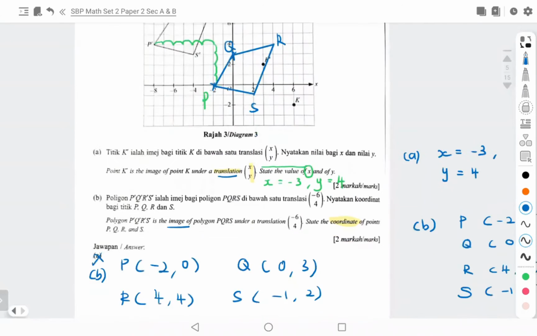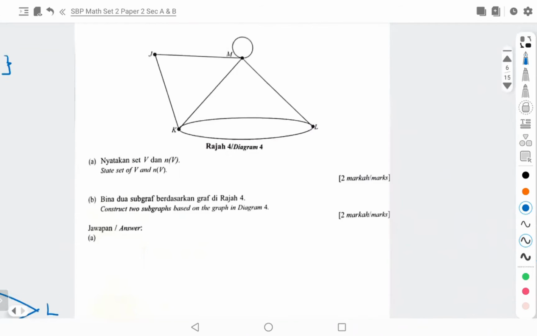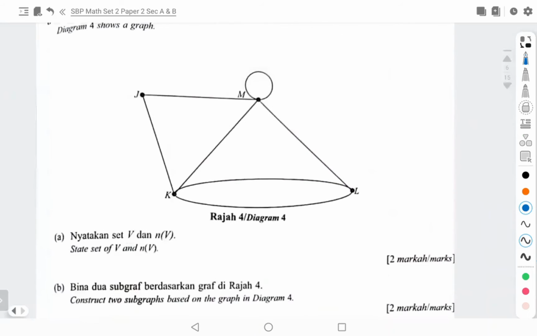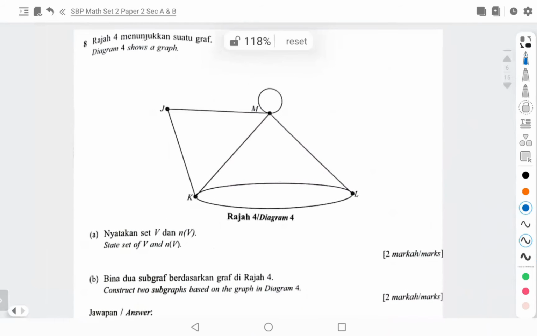Okay, that's 7. We move on to number 8. This one is a simple one. For chapter 5, you have to understand all the terms. The questions are not difficult actually. So A, state the set of V. V means vertices. State means you list down. In simple words, vertices means points. How many points are there? You have only 4 points, right?